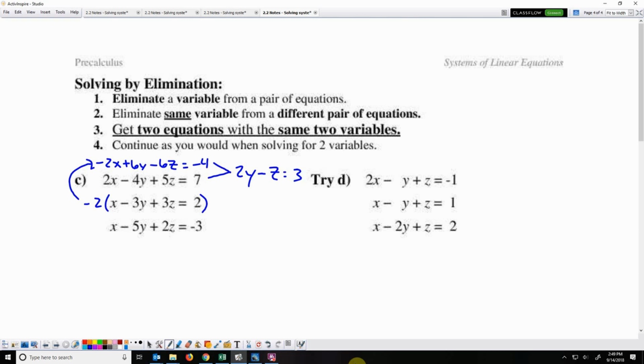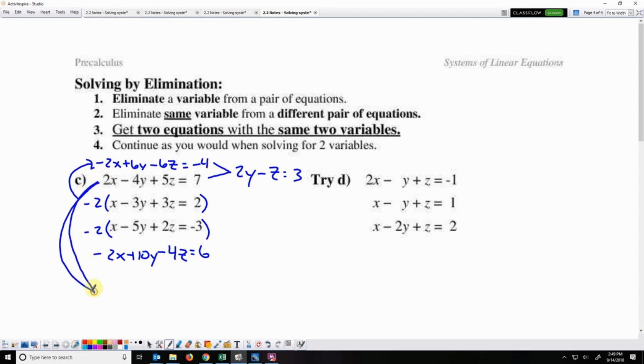I want another equation down to a y and a z. So I've got to eliminate x's from another pair of equations. I haven't used this bottom equation yet, so I have to now. And I can choose to use it with either of the two equations above. So let's just use the top one again. I'll multiply this by negative 2 and get negative 2x plus 10y minus 4z equals 6. Okay, so then I can combine that with the top equation.